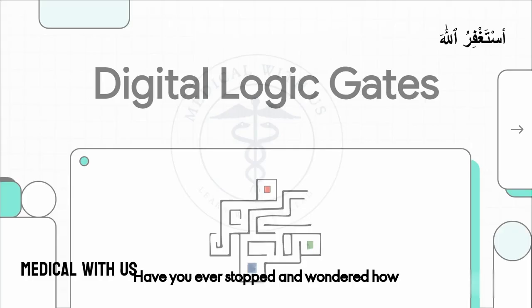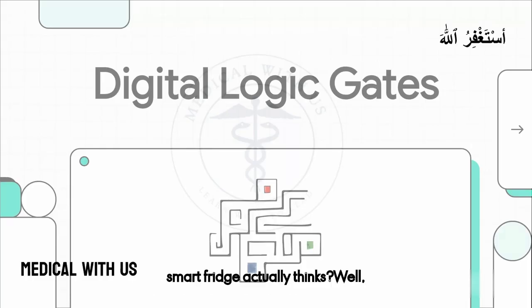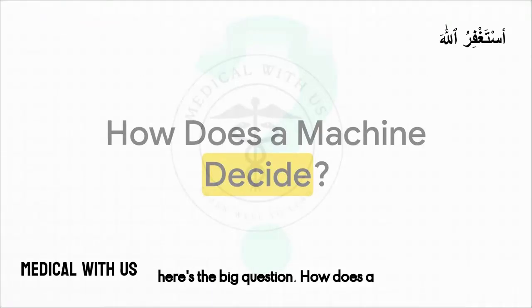Have you ever stopped and wondered how your phone, your laptop, or even your smart fridge actually thinks? Well, it all boils down to a secret language, a simple conversation happening in ones and zeros. Today, we're going to pull back that curtain and look at the most fundamental building blocks of all digital tech, logic gates.